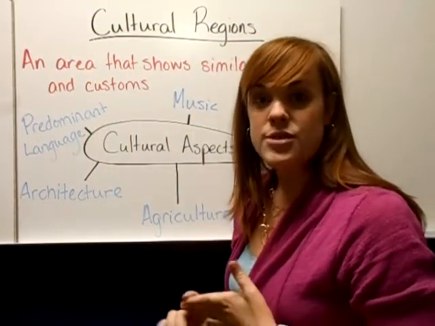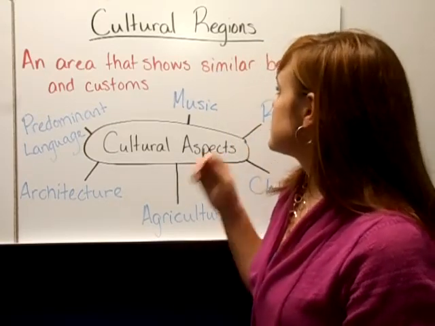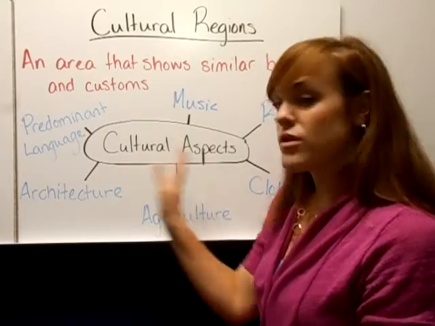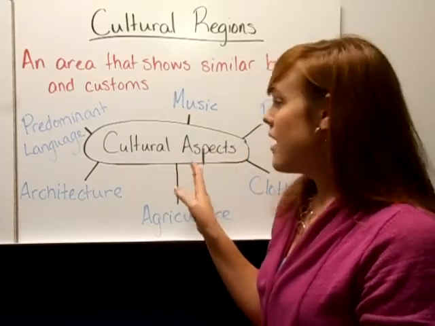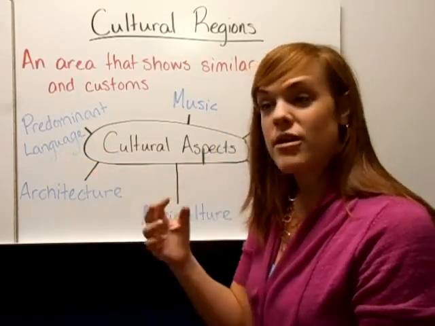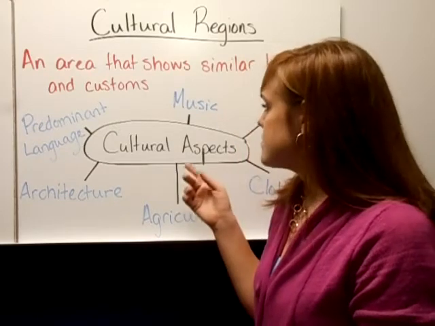Last type of region we have is a cultural region. And that is an area that shows similar beliefs or customs. So we have a few cultural aspects here. A predominant language definitely makes a region. If you have an area where everybody speaks the same language, that's a region.